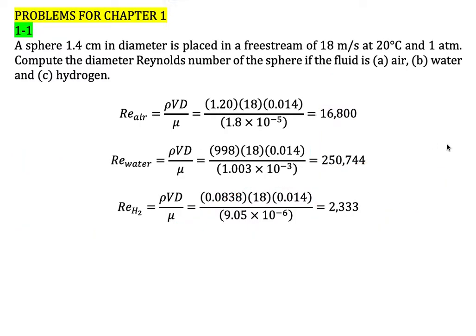And then this is the calculation. You could write rho Vd, and substitute everything. You will get the value of 60,000 in air. In water it is 250,000. And in hydrogen it is around 2,300. Bear in mind that Reynolds number doesn't have any units, it is just a dimensionless number.